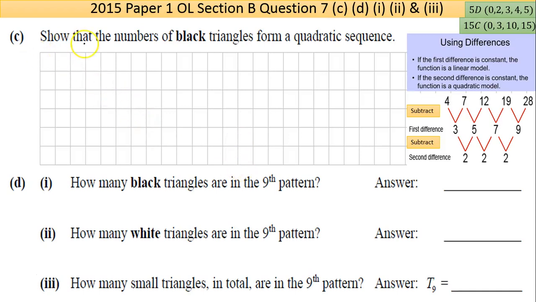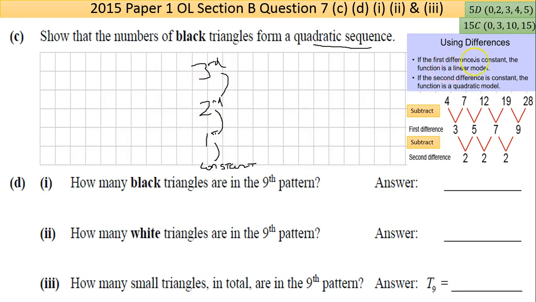So part C then: show that the numbers of black triangles form a quadratic sequence. Now, this is a new thing from Project Maths, but when you differentiate something, it drops down. If you had a third order polynomial, a cubic equation, and you differentiate it, you get a second order, which is quadratic. You differentiate that again, you end up with a first order, which is linear. You integrate linear, you end up with a constant. So it's always dropping down. Now, that's linked to this concept.